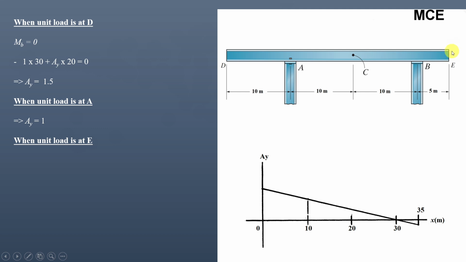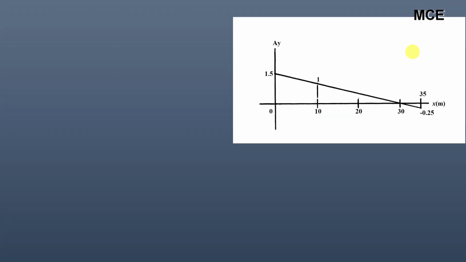When the unit load is at E, again take the summation of moment about B equal to 0, so it will be 1 into 5, because this will be a clockwise moment when the unit load is at E, plus AY into 20, which is also a clockwise moment. From this you will get the value of AY equal to minus 0.25. It means the ordinate of the influence line for vertical reaction at A when the unit load is at E is minus 0.25. This is the influence line diagram for vertical reaction at AY showing the ordinates at different positions.